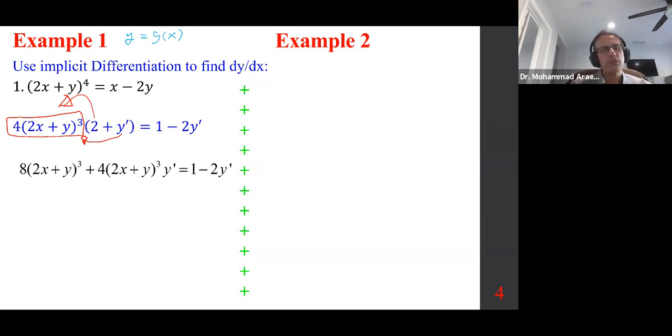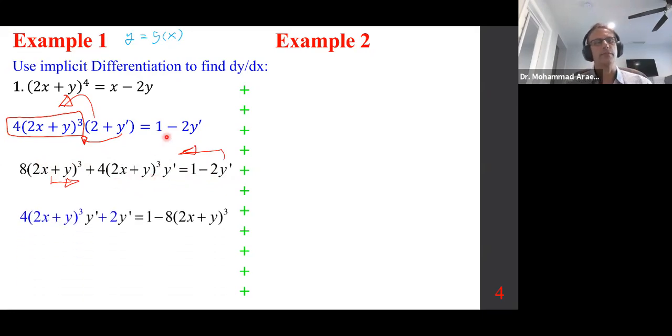Now we are going to move things around, which means this is going to move to the right, becomes negative. This is going to move to the left, becomes positive 2y prime. Why are we moving it in this fashion? Because we want to bring everything involving y prime to the same side. This is on the left, let it be. We move the negative 2y prime to the left also, becomes positive 2y prime, and this moves to the right. So let's write it.